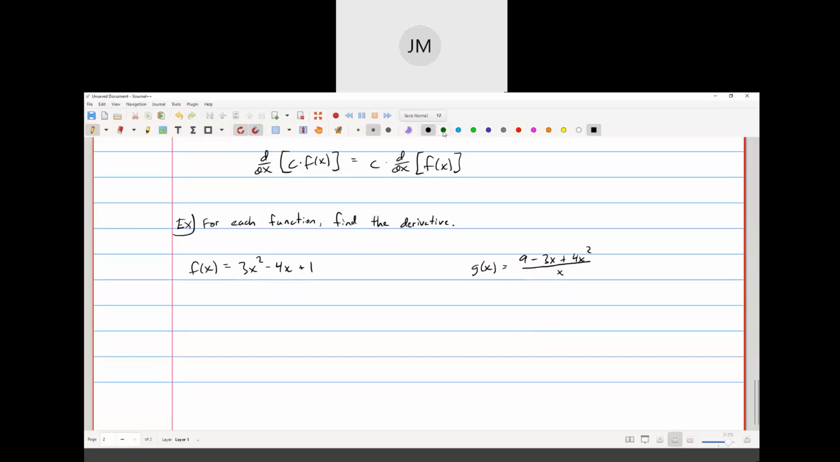So for the first function, I'm going to say, well, because of the addition rule, I can differentiate each one of these pieces separately. And because of the constant multiple rule, I know that the 3 is just going to hang out while I differentiate x squared, and the minus 4 hangs out while I differentiate x. So when we take a derivative here, the 3 hangs out. The derivative of x squared using the power rule is 2x. The minus 4 hangs out. The derivative of x we know is 1, and the derivative of a constant is 0. So our derivative is just going to be 6x minus 4.